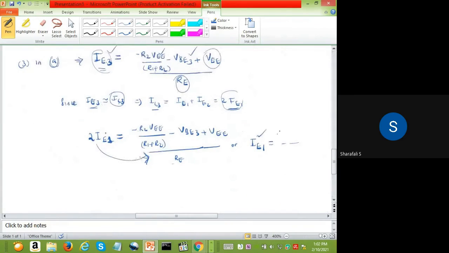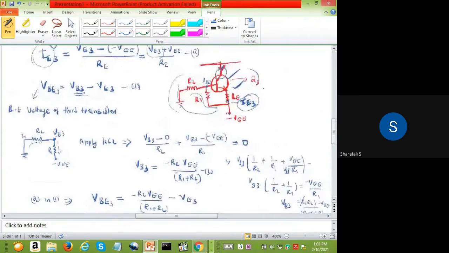Then from here we can see IE1 equals R2 VEE by R1 plus R2. All these are constant, these things are also constant, so this IE1 will also be constant. It only depends on your R1, R2 values and VE. So by using the circuit which we just explained, we can make that emitter current or tail current constant. And it is essential for a differential amplifier that this tail current should be constant.